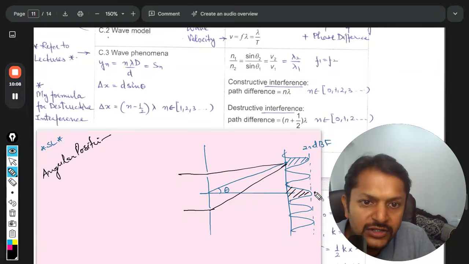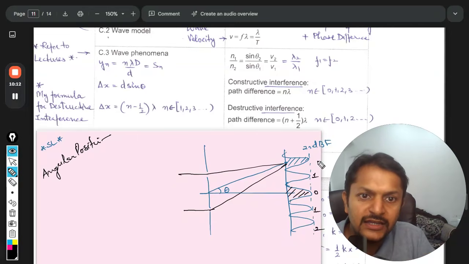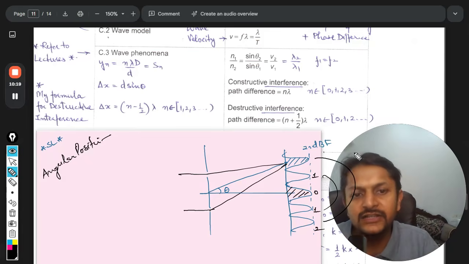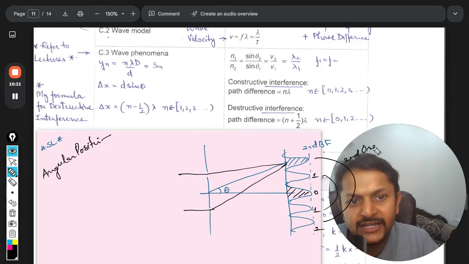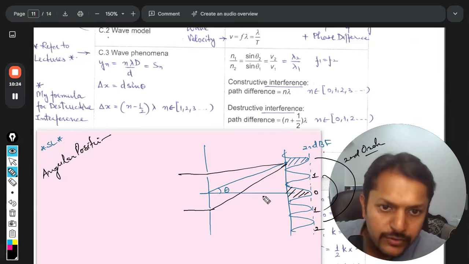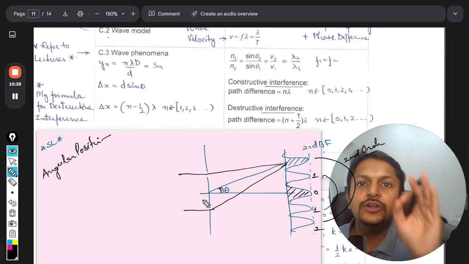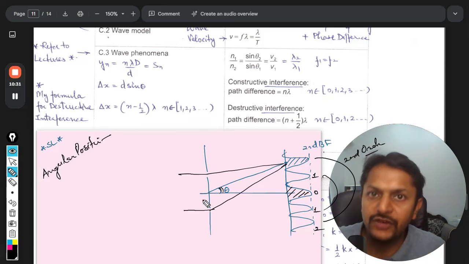This is the central, which is 0. This is first. Similarly, even this is first. This is also second. And they are known as first order. These are known as second order. Both of them taken together are known as the second order maxima. But anyways, not going into details there. So this theta is going to give you the angular position of that very fringe.